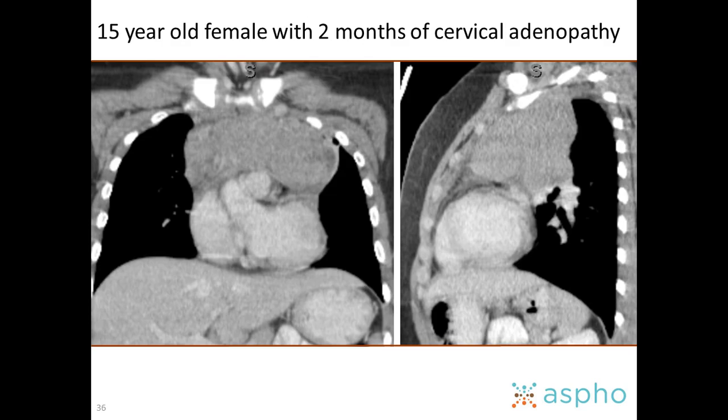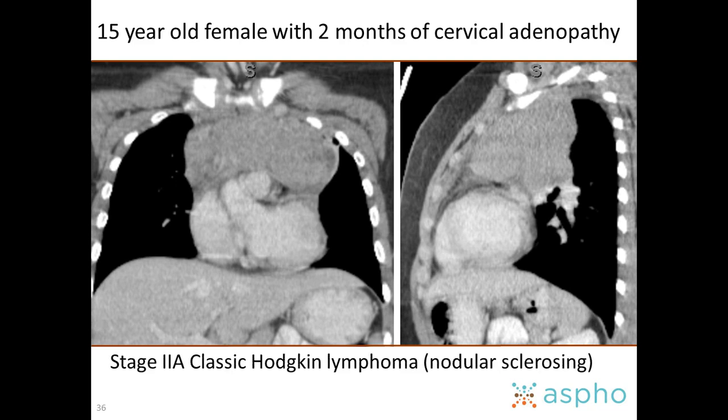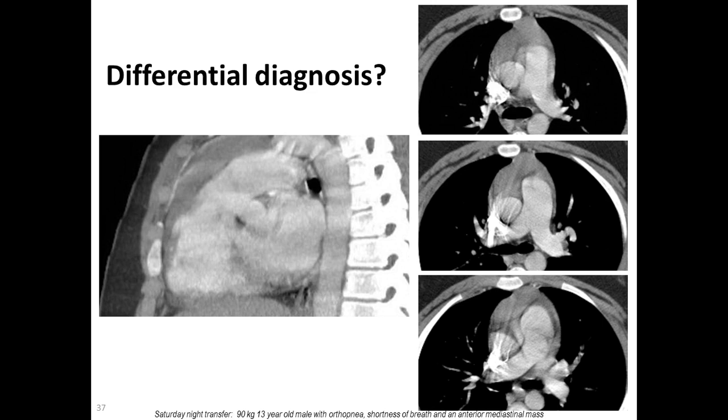A couple pretty pictures so you can take a breather. 15-year-old female with 2 months of cervical adenopathy. This is stage 2A classic Hodgkin lymphoma, and she happened to have nodular sclerosing phenotype. What's the differential for this?